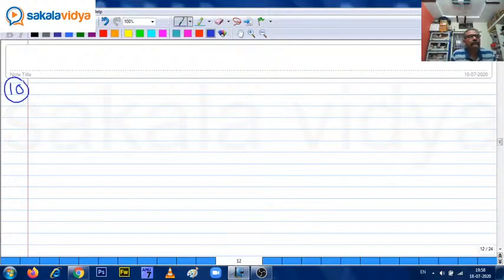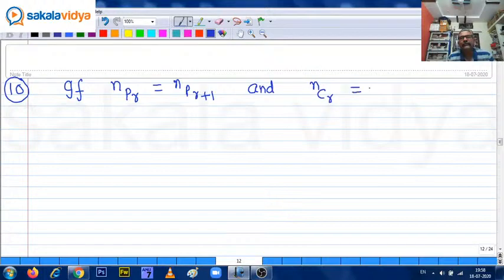Now the 10th problem. If nPr equals nPr+1, it's a very interesting problem on combinations and permutations, and nCr equals nCr-1, then (n, r), that means an ordered pair, we need to find out.